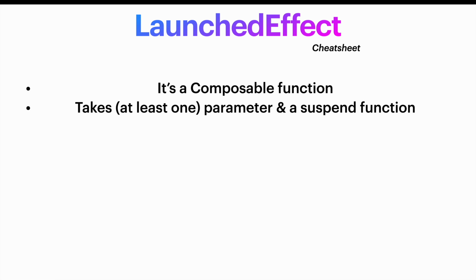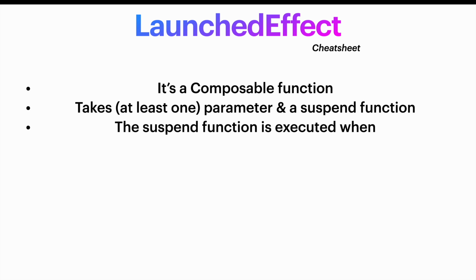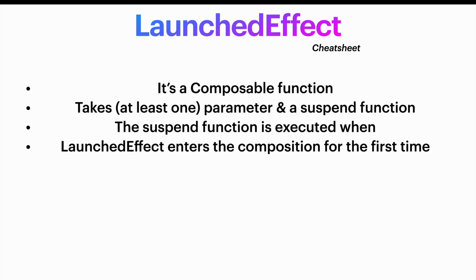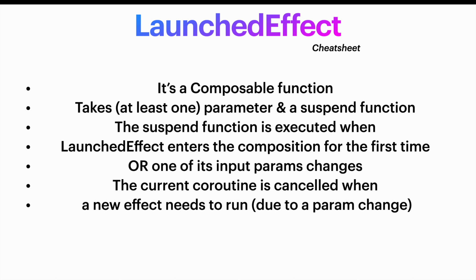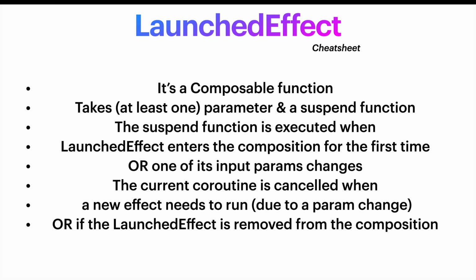Back to LaunchedEffect. This is one of the most used Effect APIs. First of all, LaunchedEffect is a composable function, so it can only be called from within another composable function. It takes at least one parameter and a suspend function, which is executed by launching a coroutine within the scope of the enclosing composable. The suspend function is executed as soon as LaunchedEffect enters the composition for the first time, or whenever one of its input parameters changes. The current coroutine is cancelled if a new side effect needs to be executed, or when LaunchedEffect leaves the composition.